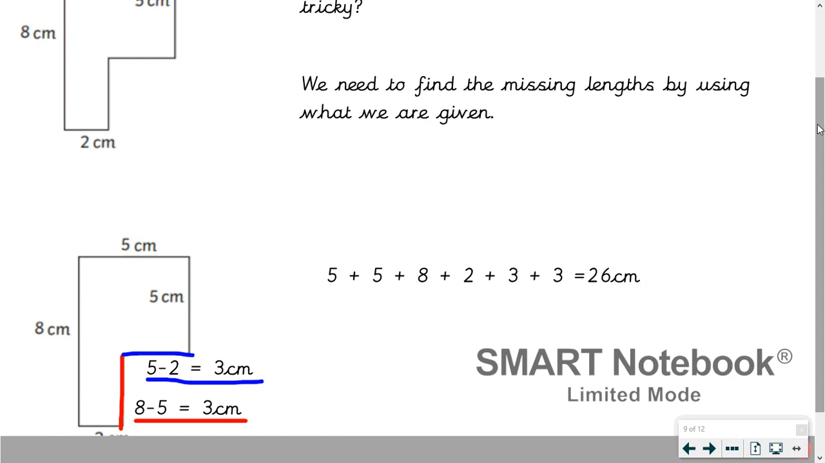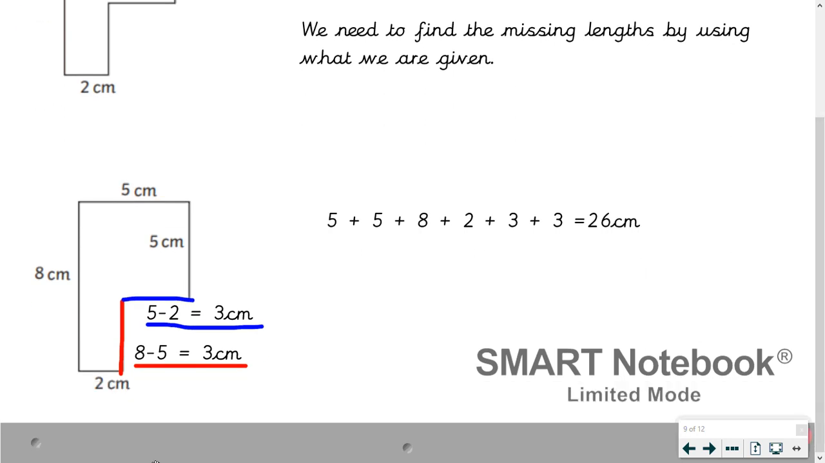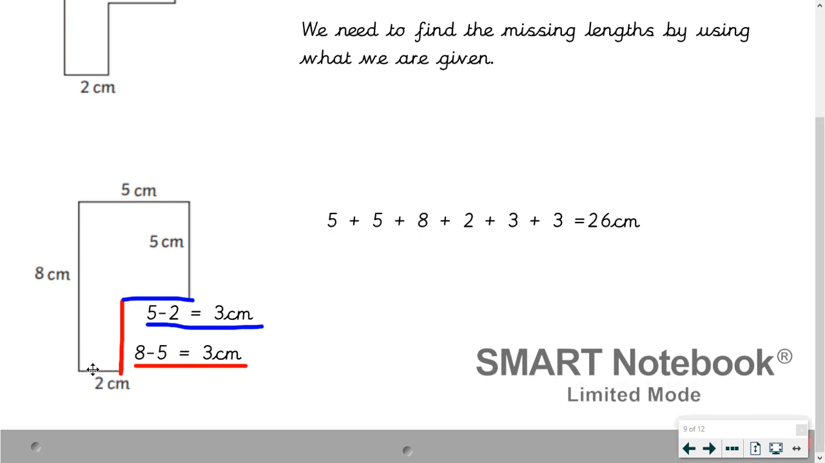There we go, as we can see there. And then we have this side as well, exactly the same method. This whole side is 8 centimeters. This chunk is 5. If we take it away, what we're left with will be this chunk. So 8 take 5 is 3 centimeters. So this side's also 3 centimeters. Now the perimeter, we've got every side now. So 8 add 5, add 5, add 3, add 3, add 2 gives us 26 centimeters. So use whole sides that you've got and take away chunks to get the missing parts.